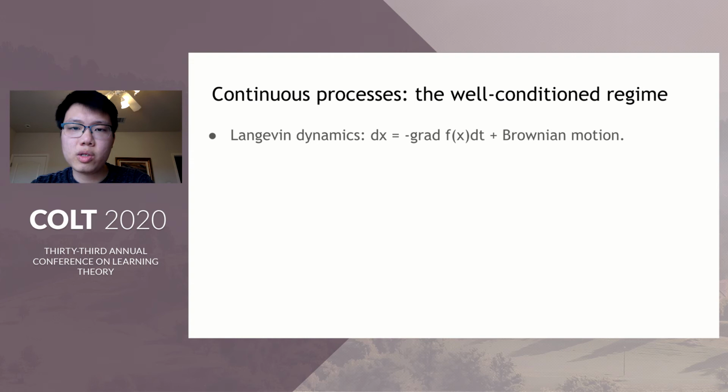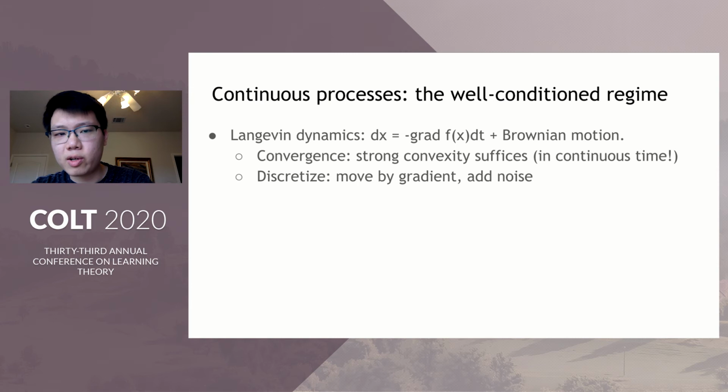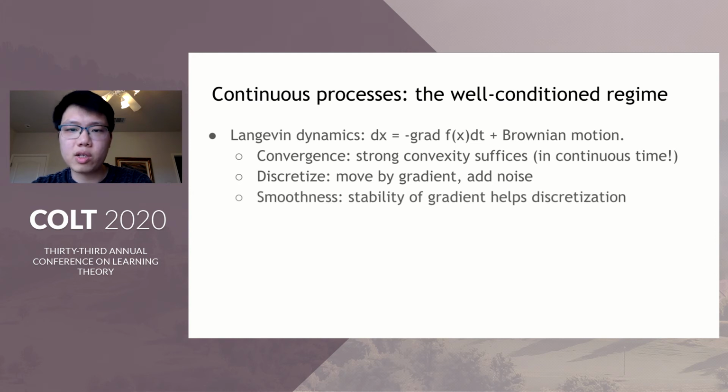So what do these well-conditioning properties buy us in discrete time? Well, first of all, even in continuous time, all it takes to converge rapidly is strong convexity. But we as algorithm designers need to discretize. And a typical strategy is you just take your current point and you move it by a little bit of the current gradient for some finite time, and then you add a little bit of noise. And what smoothness buys you is that the gradient is stable, and this helps the discretization process.